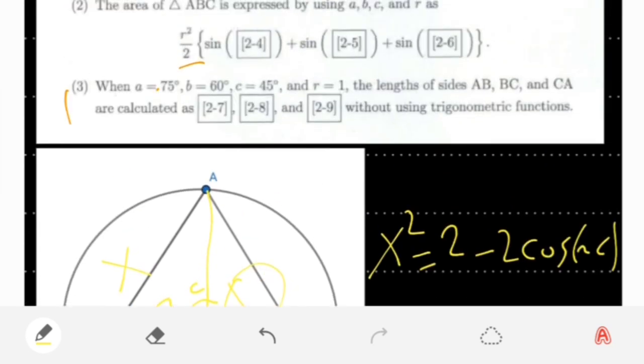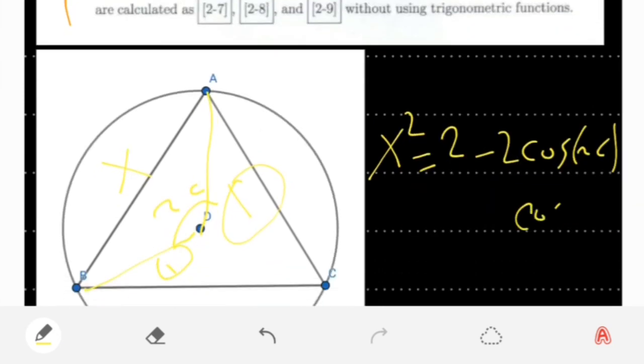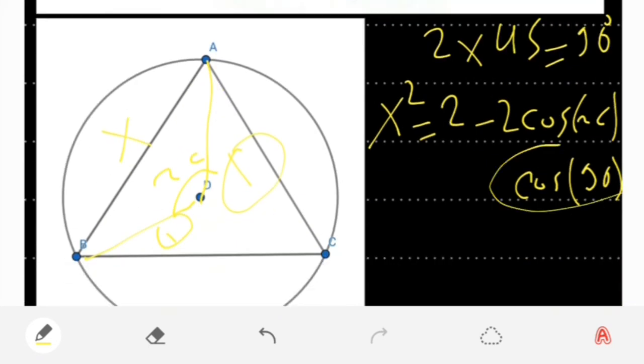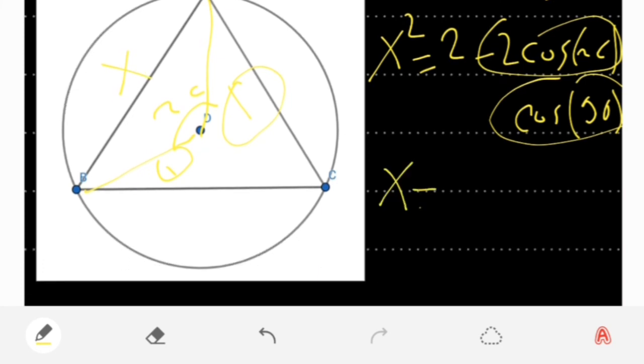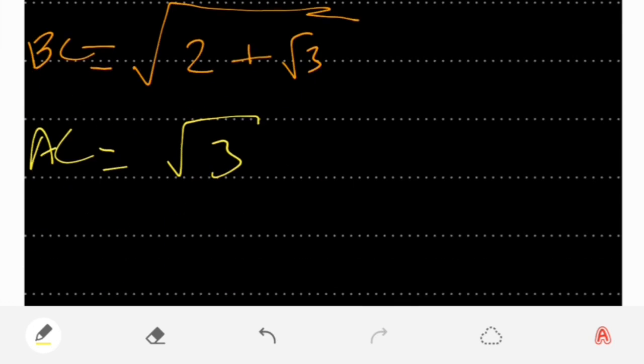Now C is 45. This is the easiest one, because 2 multiplied by 45 is 90 degrees, right? And the cosine of 90 degrees is 0. So this term over here will be 0, and our x will be square root of 2, okay? So AB is equal to square root of 2. So this is it.